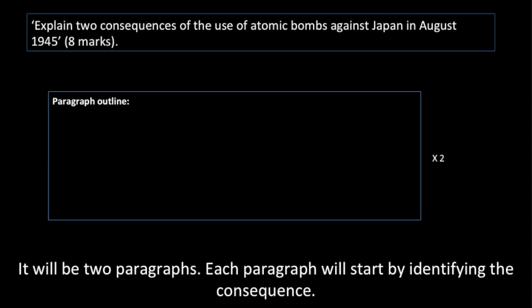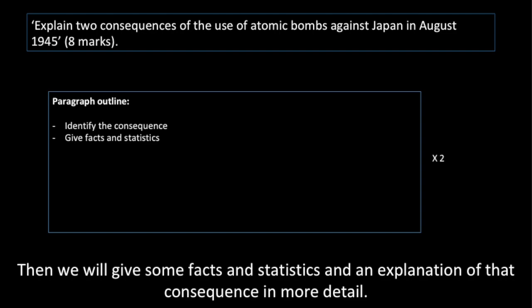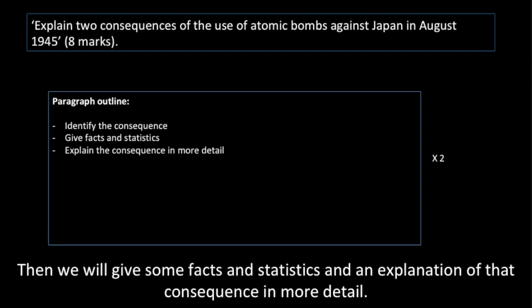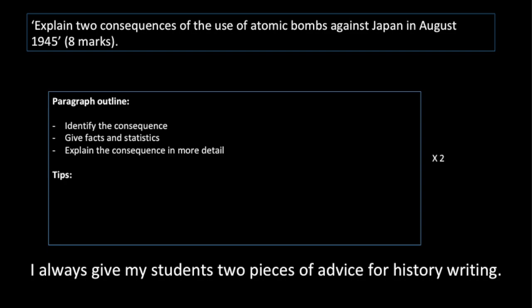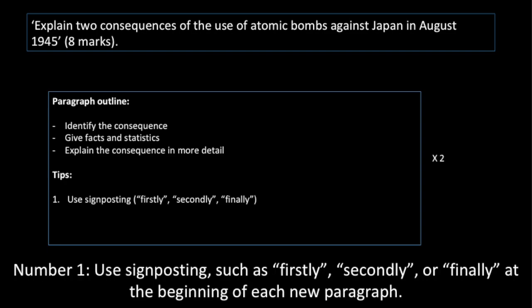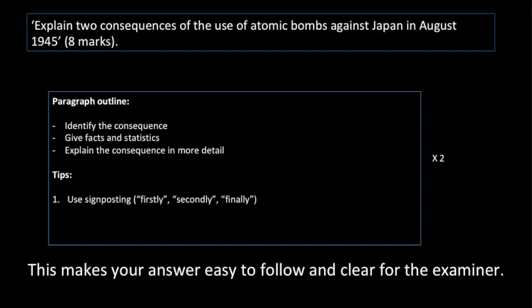Each paragraph will start by identifying the consequence. Then we'll give some facts and statistics and an explanation of that consequence in more detail. I always give my students 2 pieces of advice for history writing. Number 1, use signposting such as firstly, secondly, or finally at the beginning of each new paragraph. This makes your answer easy to follow and clear for the examiner.